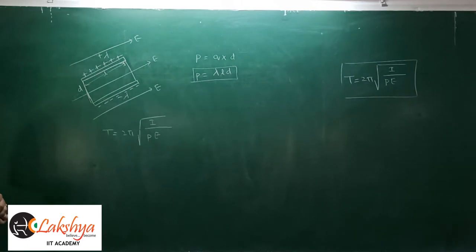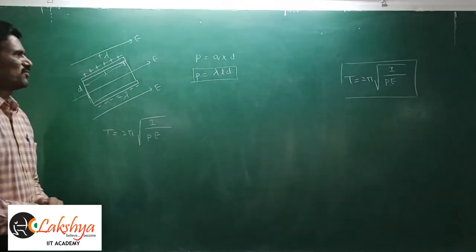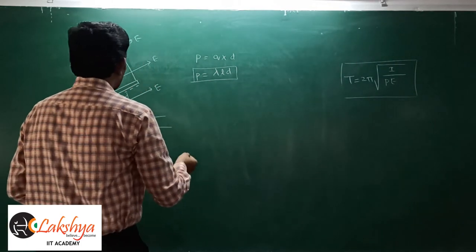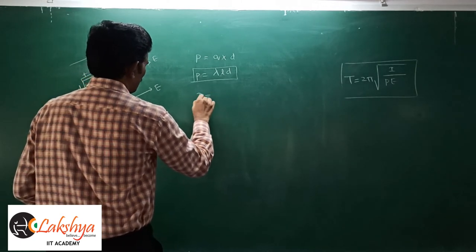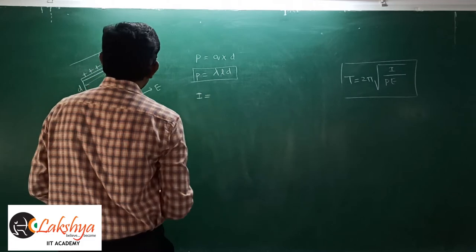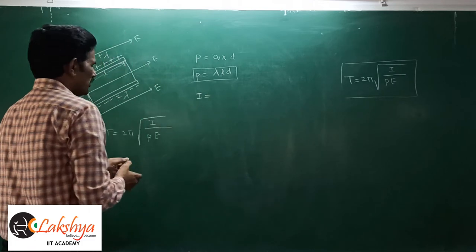And next we need to write the moment of inertia of the system. Sorry, the moment of inertia of the system we need to write, I is nothing but the moment of inertia of the system about the symmetrical axis.